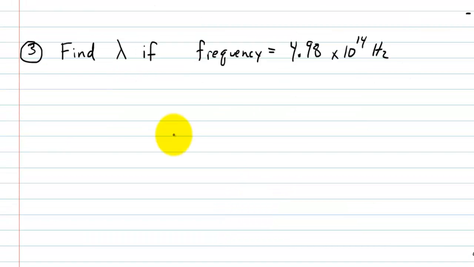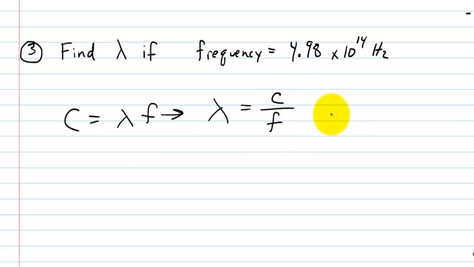So here it says find lambda if the frequency is 4.98 times 10 to the 14 hertz. So of course we know that the formula c, which is the speed of light, is equal to lambda, the wavelength, times the frequency. And since we're solving for lambda, we're just going to manipulate this formula to say lambda is equal to the speed of light divided by the frequency. And so we just do the same thing we did to the previous one.